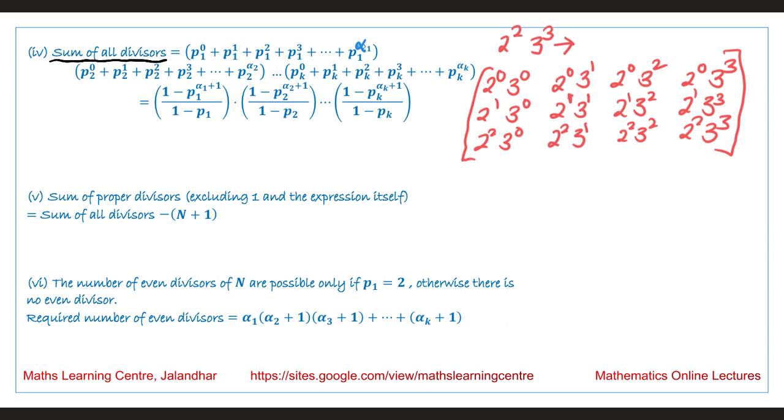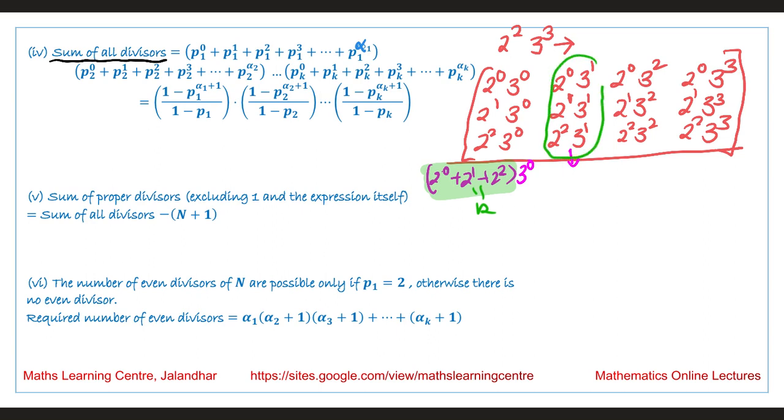Now if we have to calculate the sum of all these divisors, if we add all the values from the first column, we obtain 2 raised to the power 0 plus 2 raised to the power 1 plus 2 raised to the power 2, and the common term is 3 raised to the power 0. Similarly, from the second term, suppose we write this value as k, then the second value we will have is k into 3 raised to the power 1, then the third value is k into 3 raised to the power 2, then the next value is k into 3 raised to the power 3.